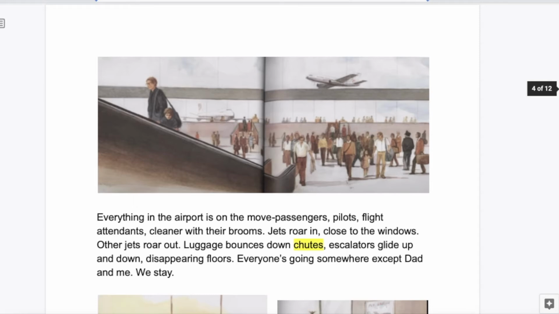So in this part, there's also another vocab word I'm bringing up, which is chutes. And you can see this luggage bounces down chutes. So chutes means sliding down a conveyor where things come down to a lower level. When you go to an airport, your luggage comes down to the end where you pick it up, and that's what they call chutes. And you can see they're going up the escalator, and everyone is traveling.